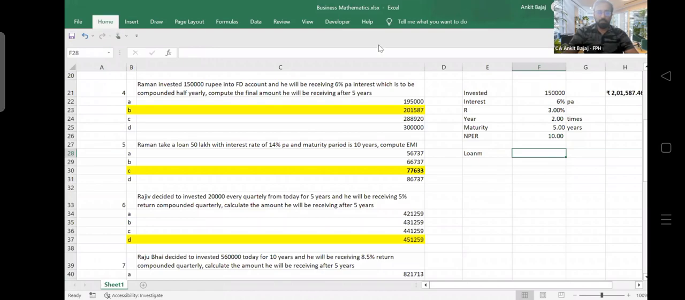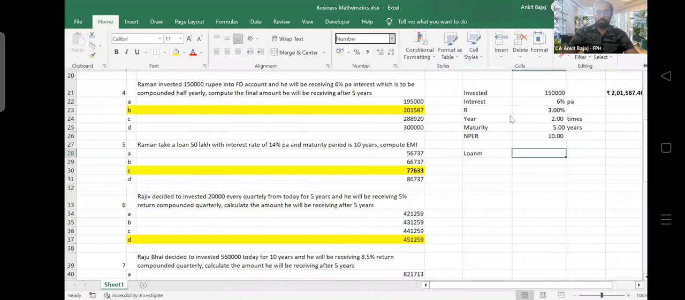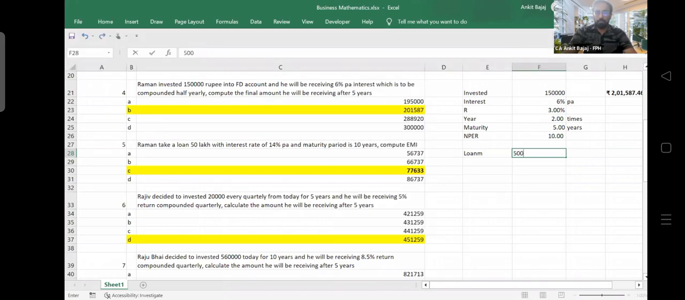Should change the format. Loan is how much here? Loan is 50 lakh. Loan is 50 lakh here, right?